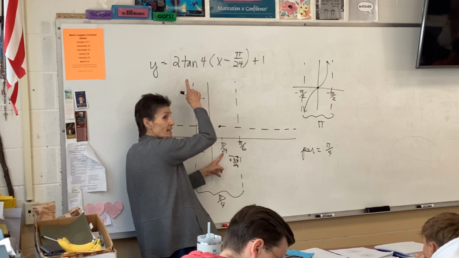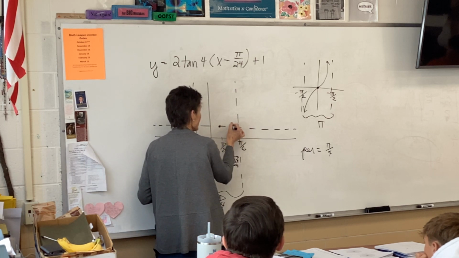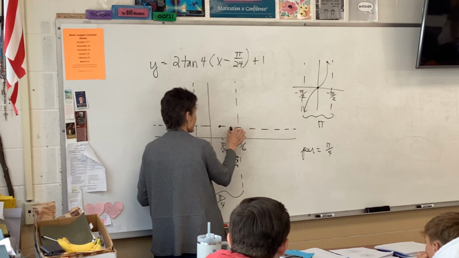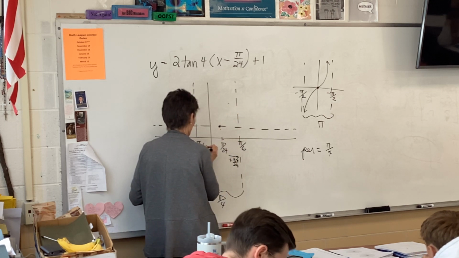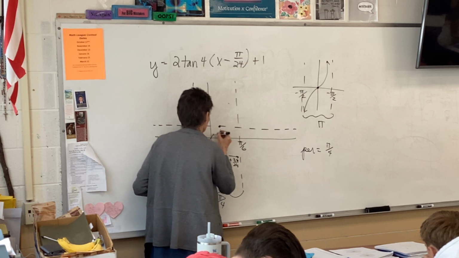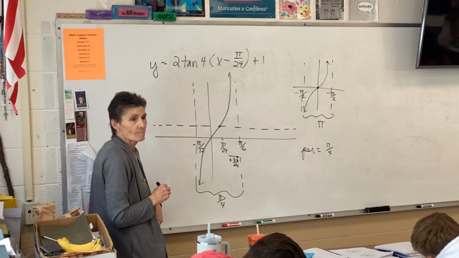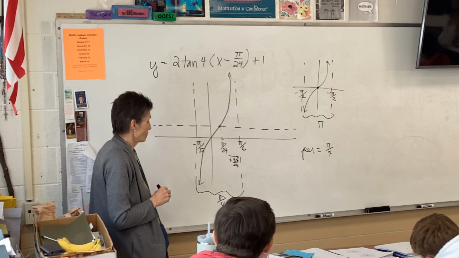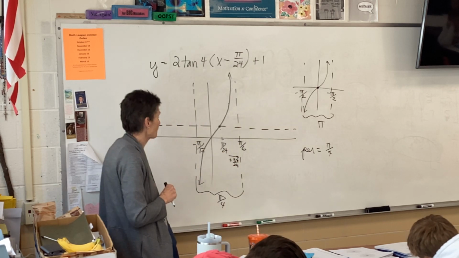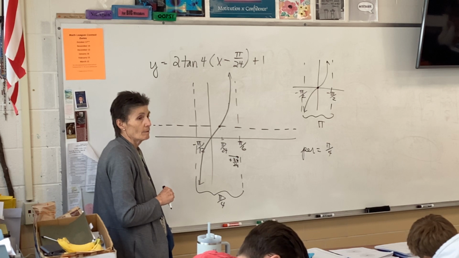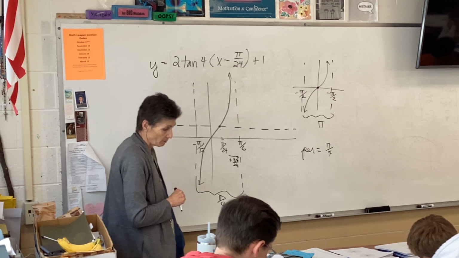It's positive, but it has a multiplier of 2. So normally, halfway in between my zero and my asymptote, I'd be up 1. Not this time, I'm going to be up 2. So our curve is going to look like that. It's going to be a little straighter than normal. Good. Got a little bit of everything here.